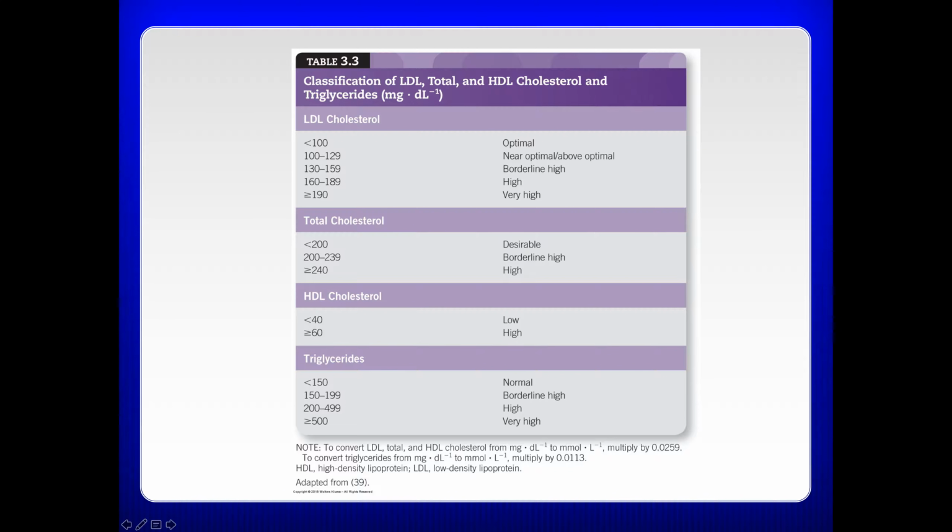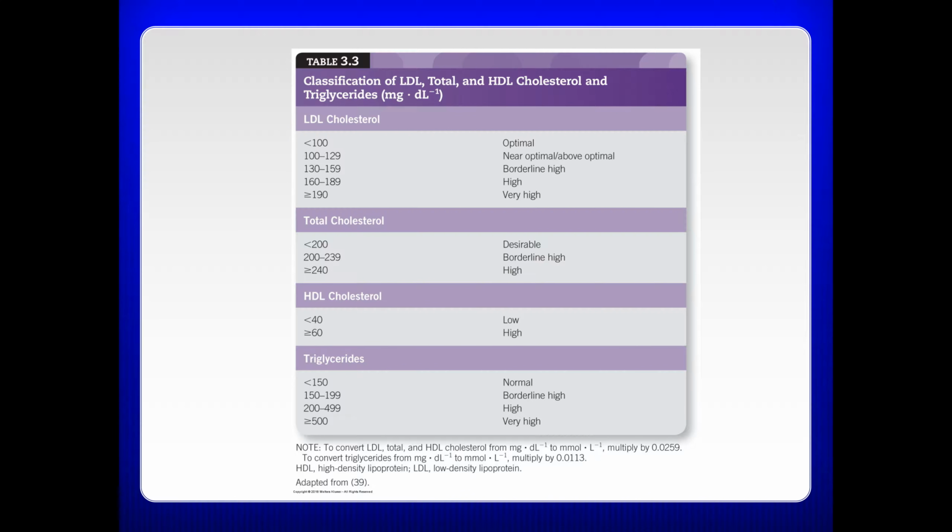And here are the breakdowns if you specifically talk about cholesterol and triglycerides. It gives you the categories and the number value associated with it. These will be on the test, so make sure that you memorize the values. Generally, we like to have low values, low LDL cholesterol, low total cholesterol, low triglycerides, but for HDL, the higher the value, the better. So we want HDL cholesterol values to be good.